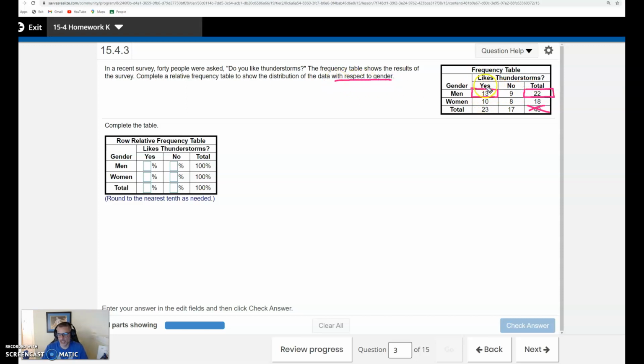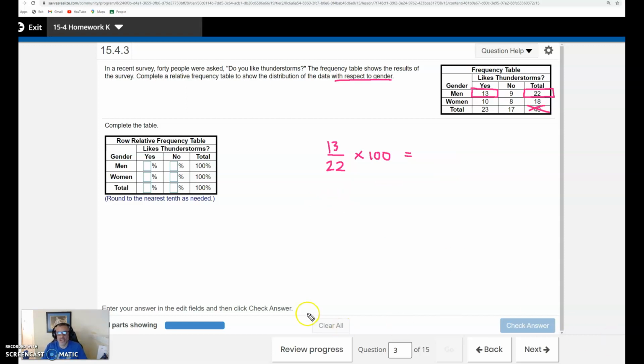So again, to say this one more time, I want to know what percent of men, not what percent of the total, because this number doesn't represent what percent of the total, right? Because there's women that like thunderstorms too. So what percent of men like thunderstorms? So I would take the number of men that like thunderstorms, 13, divide it by the total number of men, multiply by 100, and I'll have my percent.